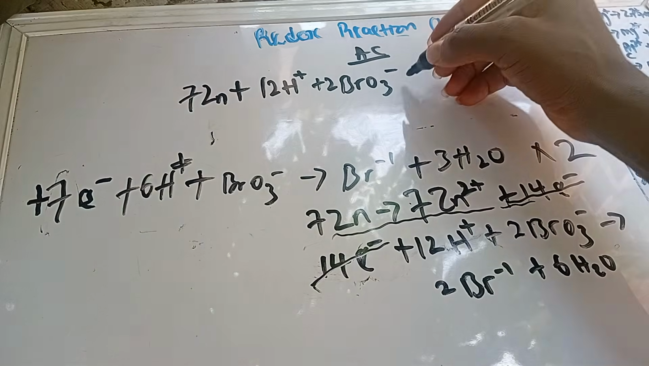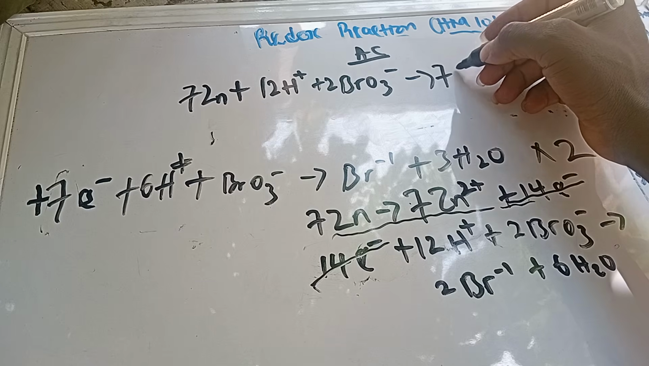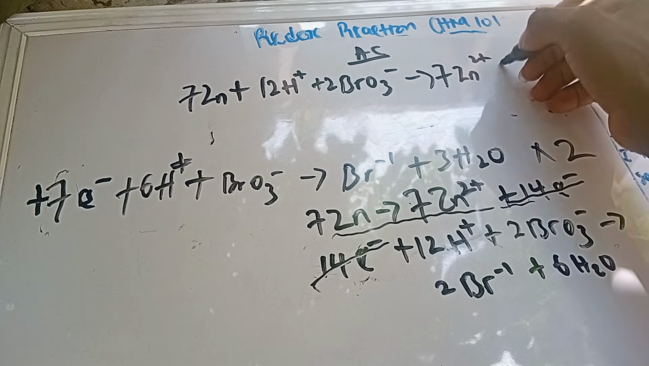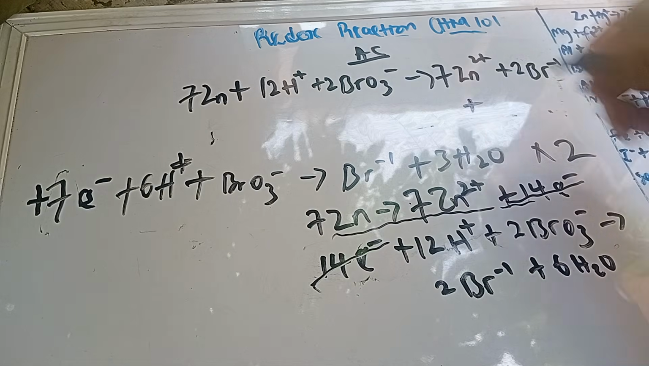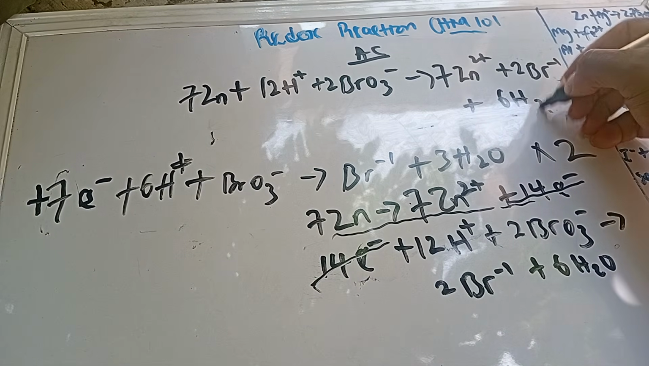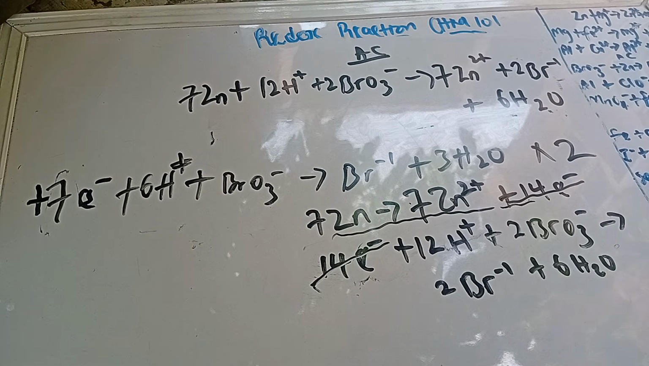2BrO3 minus to give us, what do we have on this left side here? 7Zn2 plus. What do we have here? 2Br minus 1 plus 6H2O. Now let's check if everything is balanced.